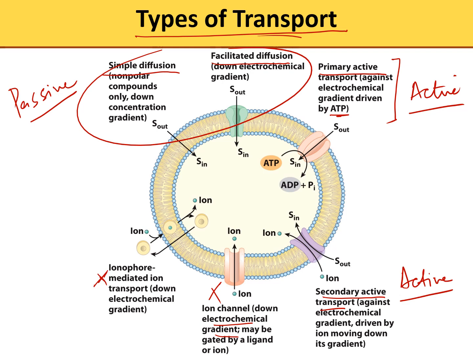If it's linked to H plus, for example, then it will be secondary. If it is not linked to it, it could be here or it could be here as well, depending on what is happening here. But just know the passive and the active ones that I've talked about here.